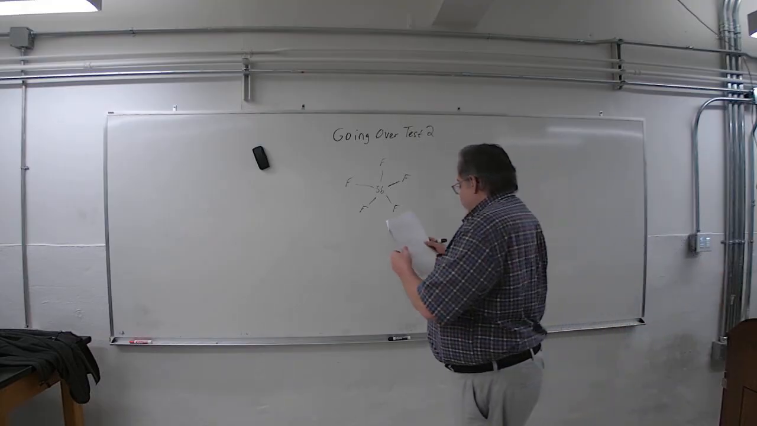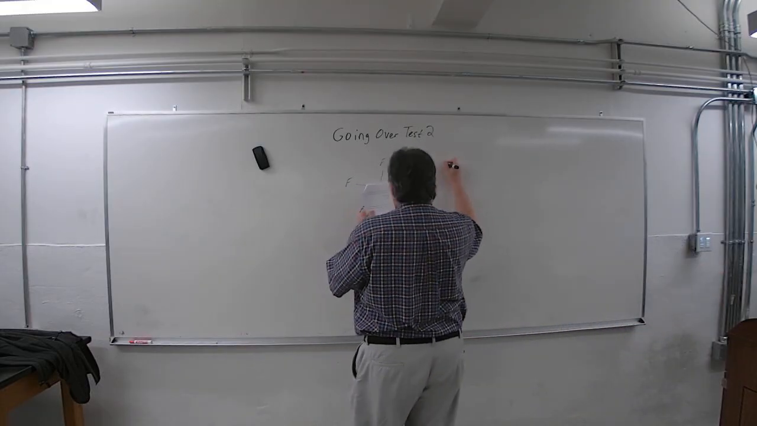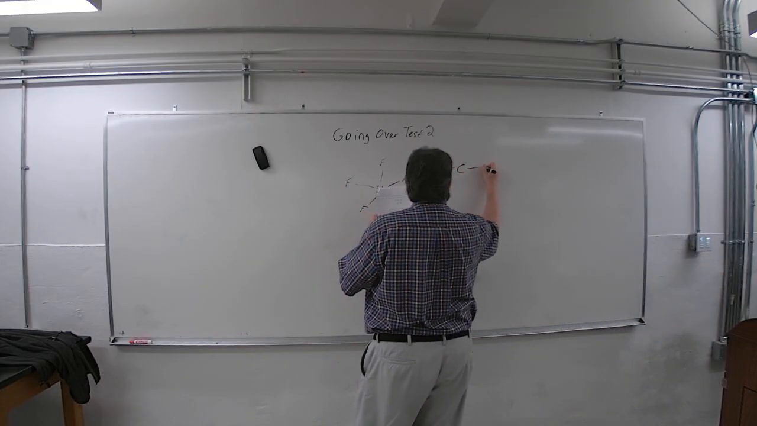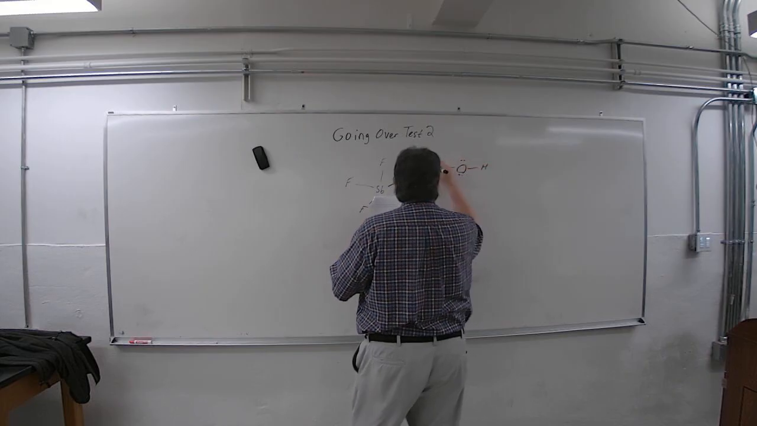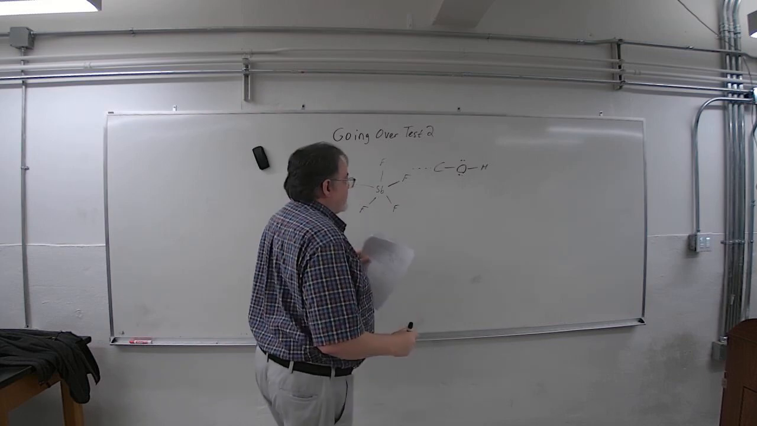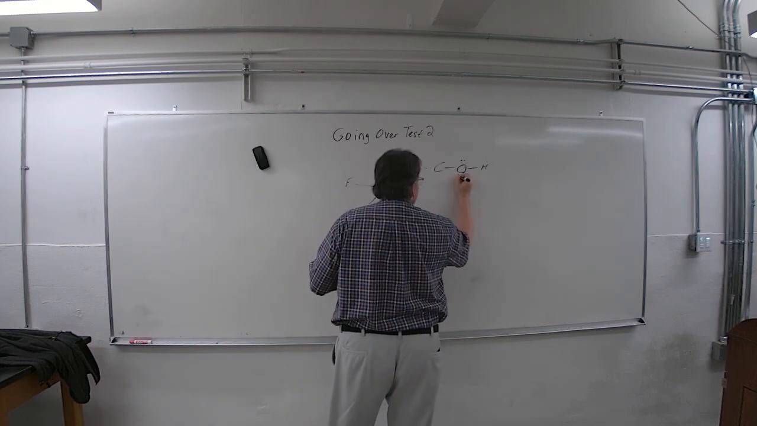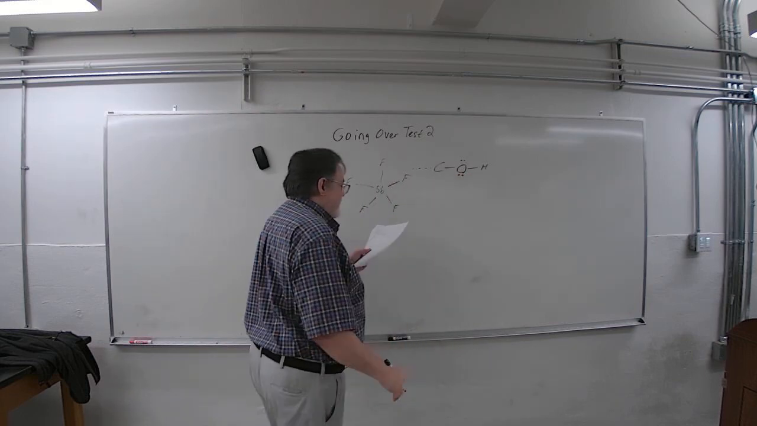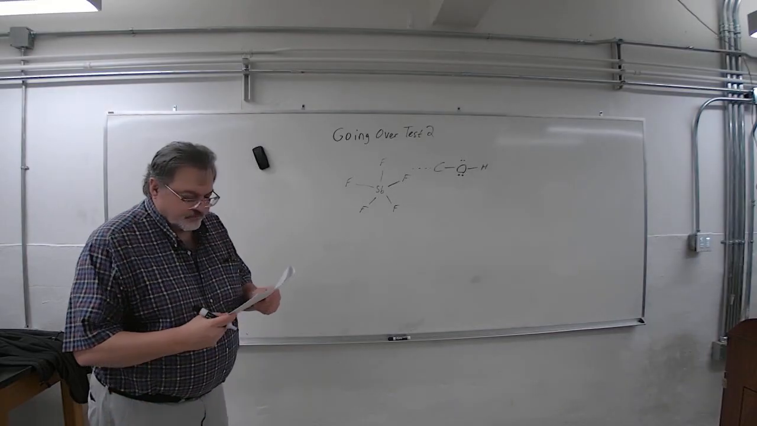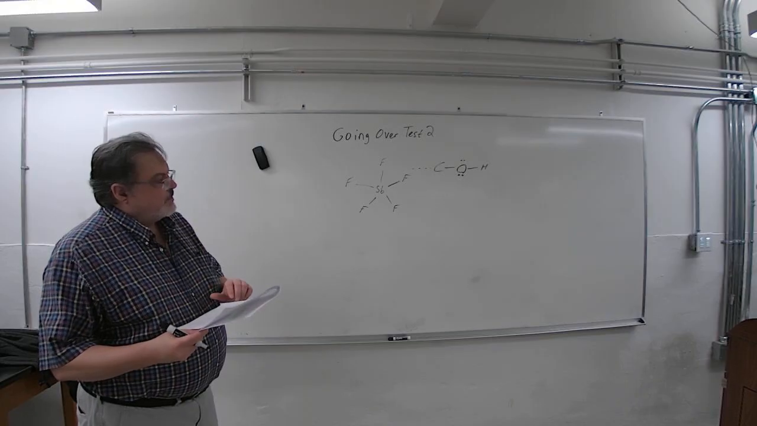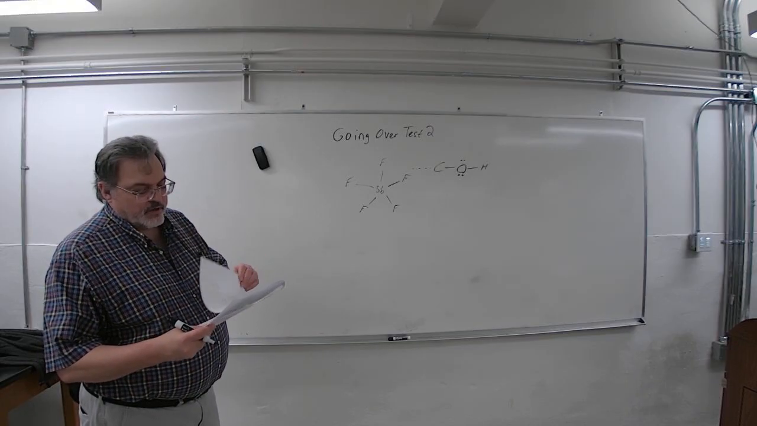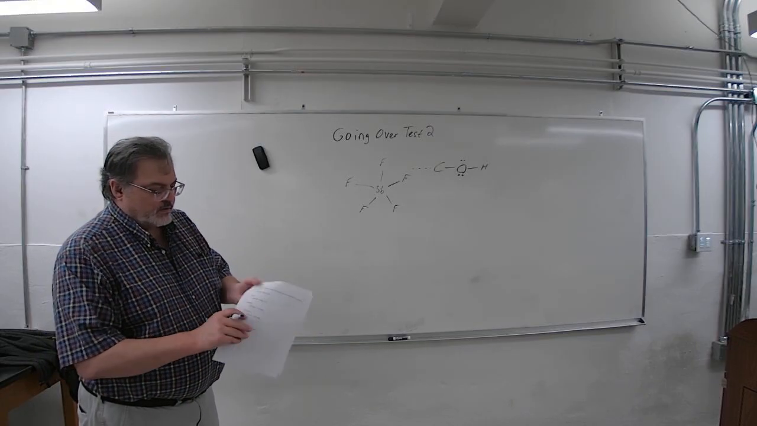This one's just drawn tricky. But oxygen, when it's bonding with 2 different things, is always bent. And it's the tetrahedral shape. Bent, and then the angle would be 109.5 degrees.